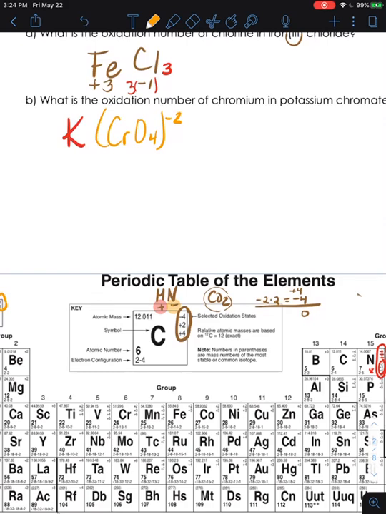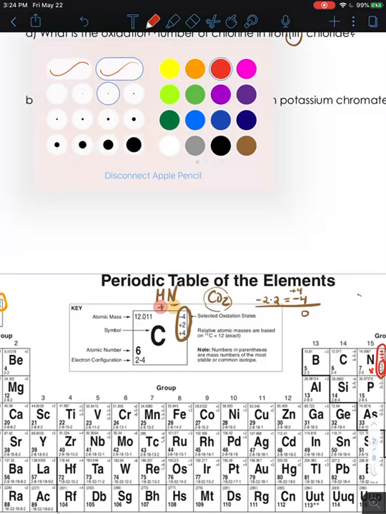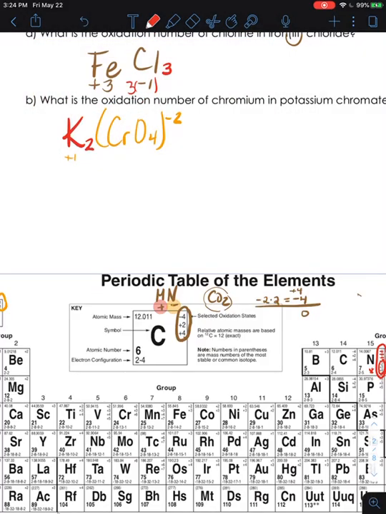So we know that potassium has a +1 charge. Therefore, I must have 2 potassiums. So the first thing I did there was I balanced my compound. It's important to do. Once you have a balanced compound, now we have to take a look at all of these different oxidation states. So potassium has a +1 charge. +1 times 2 is a +2 charge.